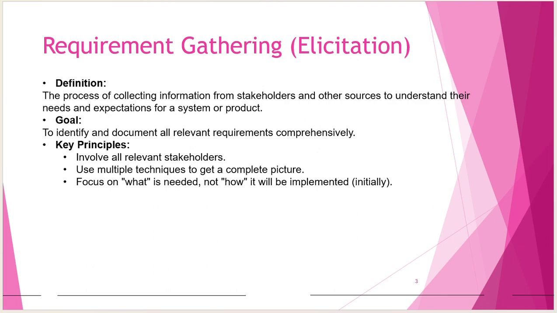Then use multiple techniques to get the complete picture. So interact with the multiple stakeholders to understand their requirements with different kinds of requirement gathering techniques. It focuses on what is needed and how it will be implemented. That's correct. In the business requirement, we write what is needed. And in a functional requirement or the FSD document, we write how it will be implemented in the system and how the system will perform after implementing that thing.